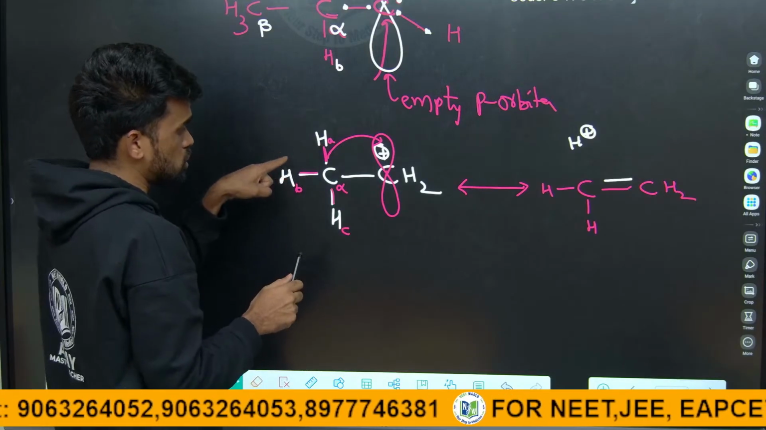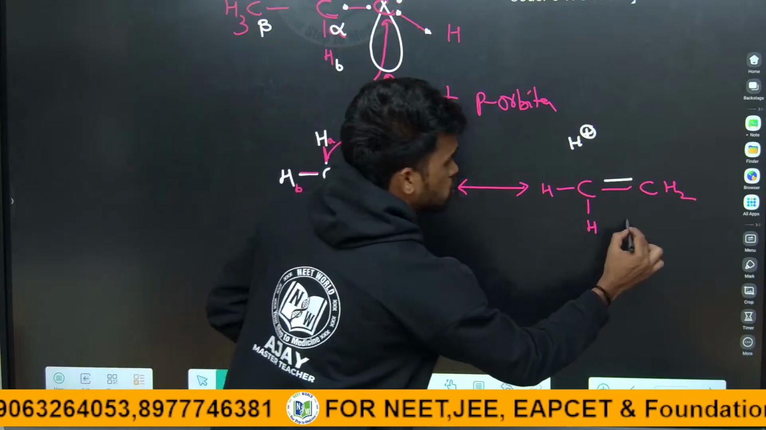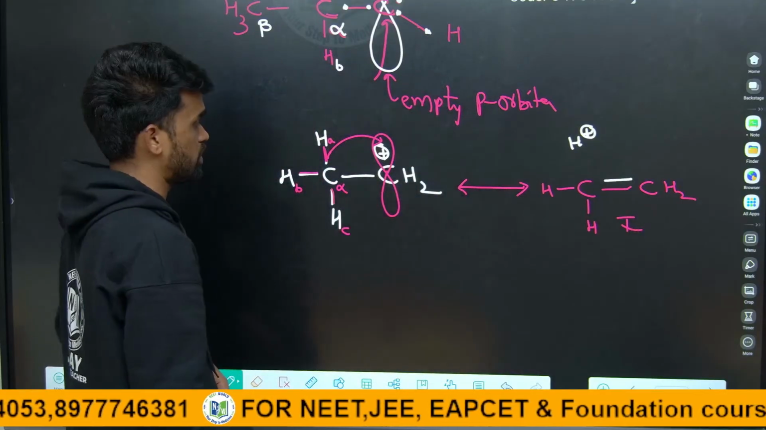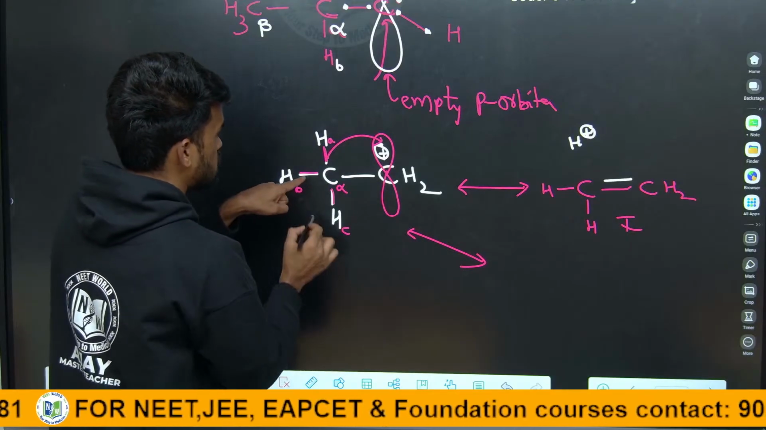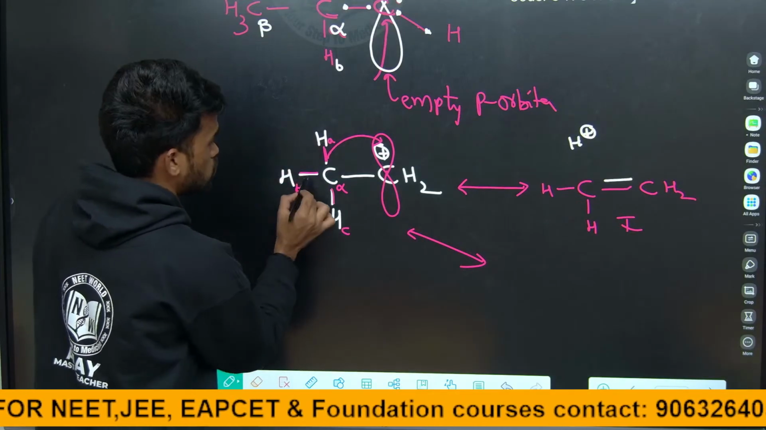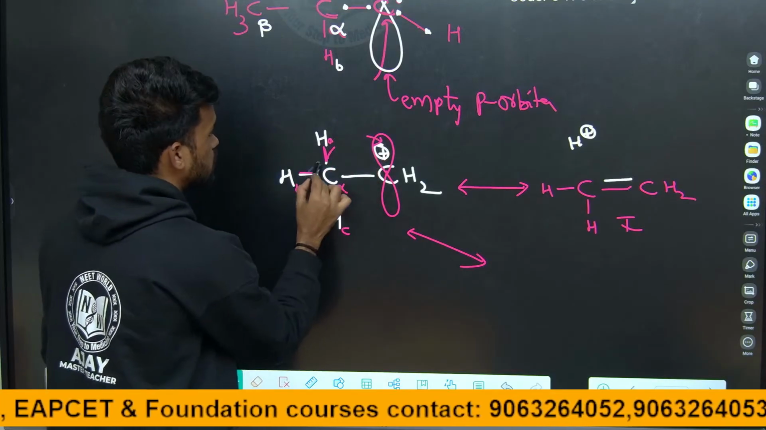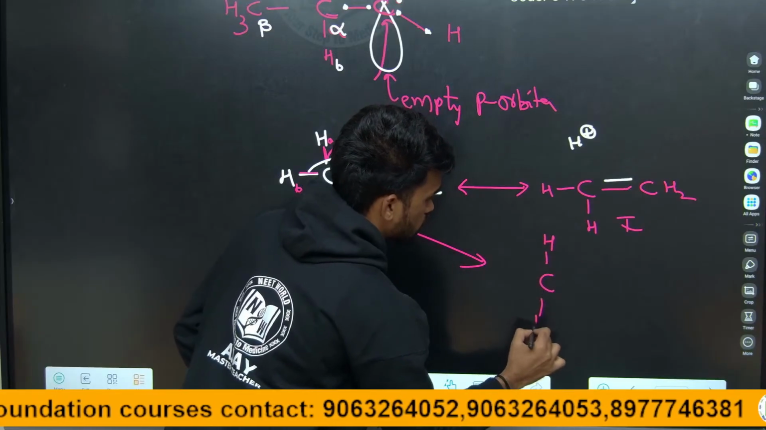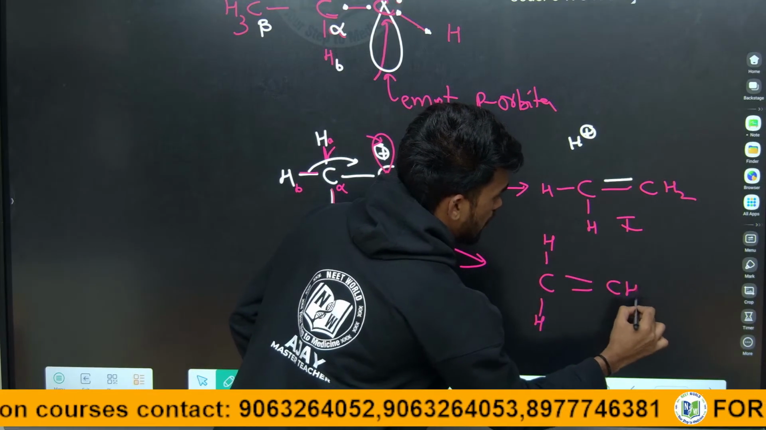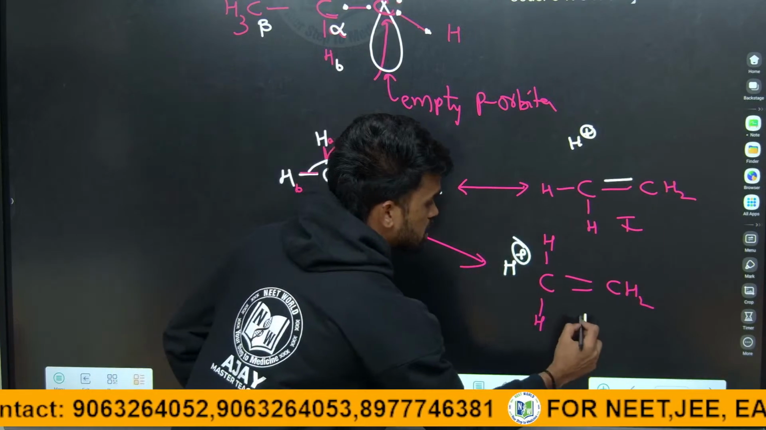Just to differentiate how many hydrogens there are, I have taken HA, HB, HC. So this is the first resonating structure we can get, and the second resonating structure we can get by shifting this bond instead of this one, so that we get it like this. I hope this is also clear. So this is the second resonating structure.